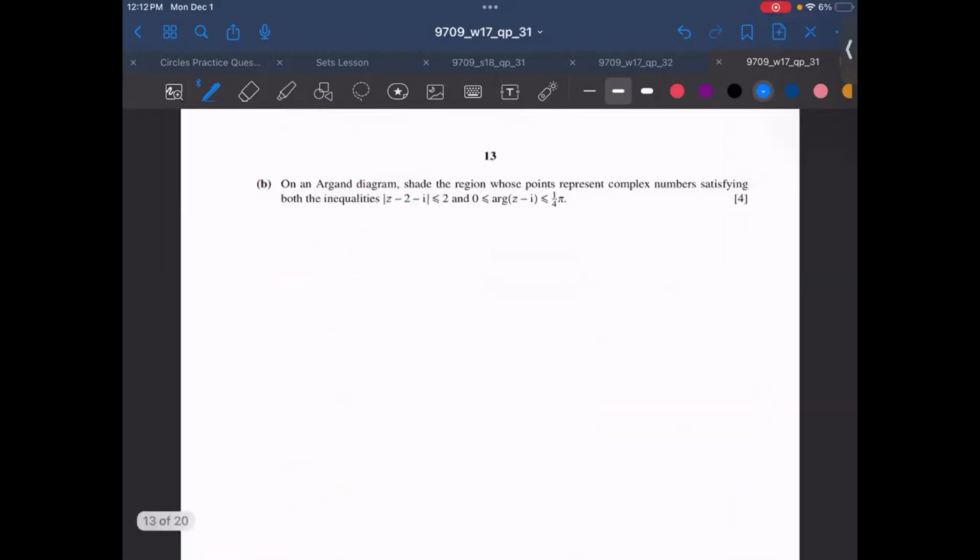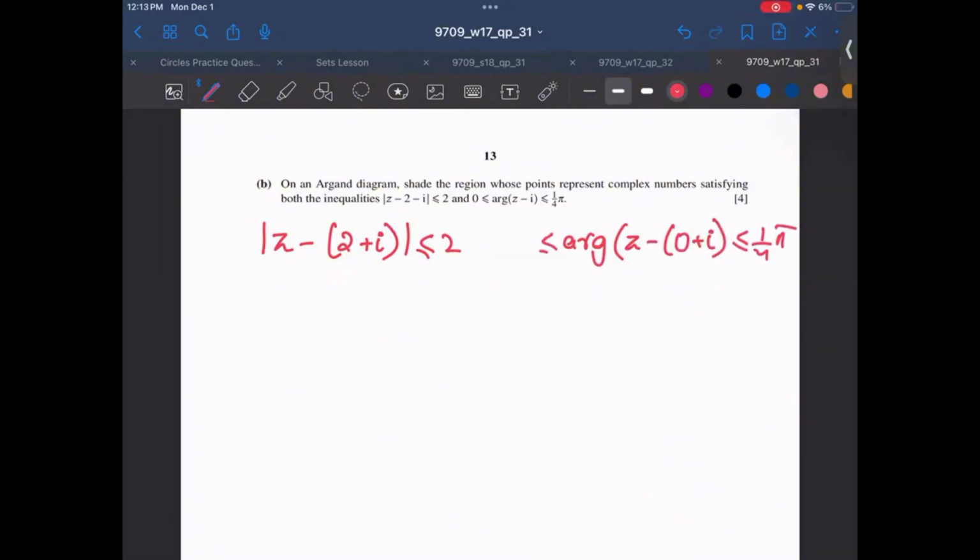In part B, it says on an Argand diagram, shade the region whose points represent complex numbers satisfying both the inequalities. Now, whenever we have to draw an Argand diagram, the first step will be that we write it as modulus of z minus (2 plus i) less than or equal to 2. And then the argument of z minus (0 plus i) is between 1 upon 4 pi and 0.